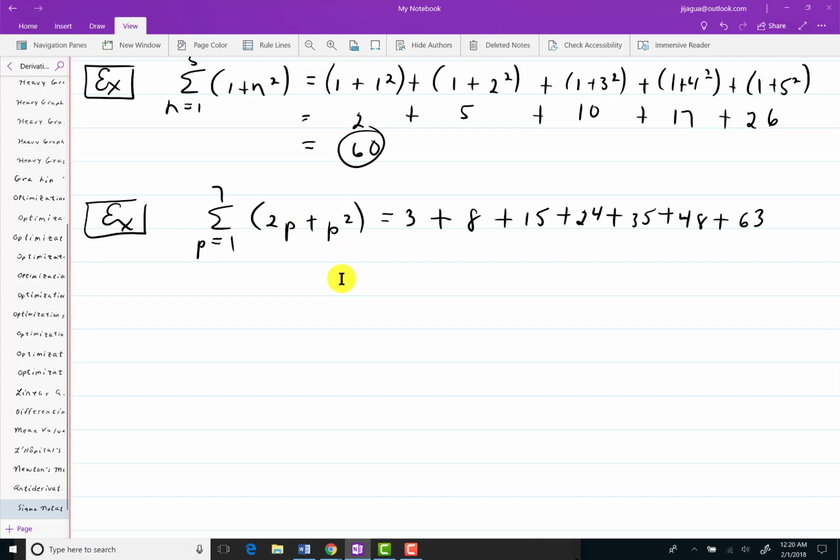By the way, I feel pretty good about what I just did, because if you look, the difference between 3 and 8 is 5. The difference between 8 and 15 is 7. The difference between 15 and 24 is 9. You see, these differences are going up in a regimented fashion. Then it goes up by 9, then by 11, by 13, by 15.